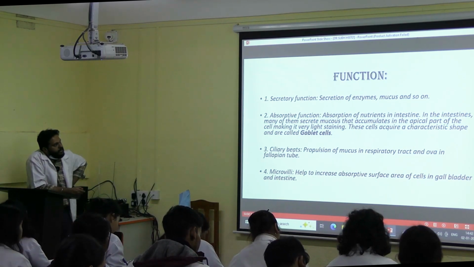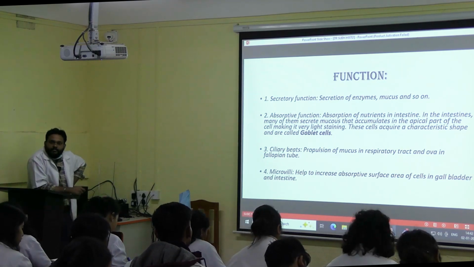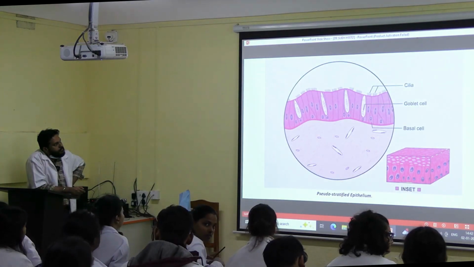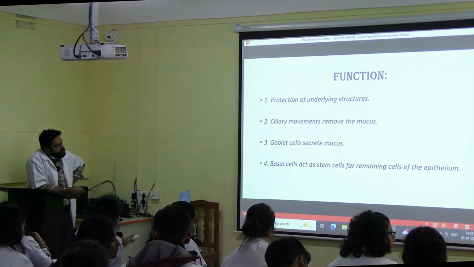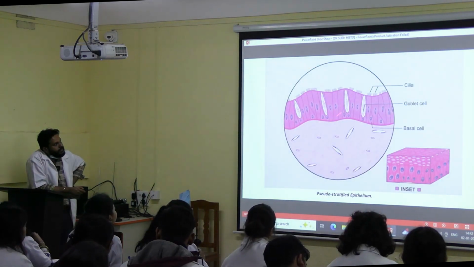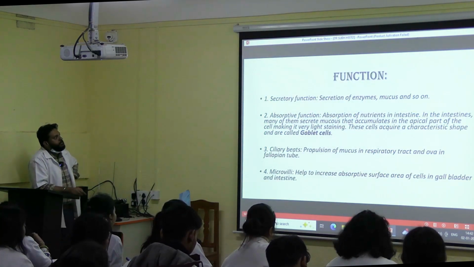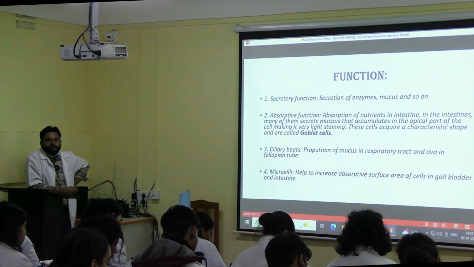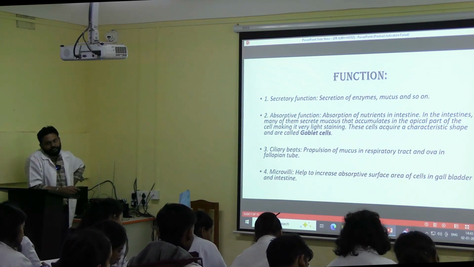They show a characteristic shape. मतलब goblet shape का होता है, इसलिए बोलते हैं उसको. These are the goblet cells, right? They contain secretions only, mucus secretions only. ठीक है? These are known as goblet cells because of their shape.